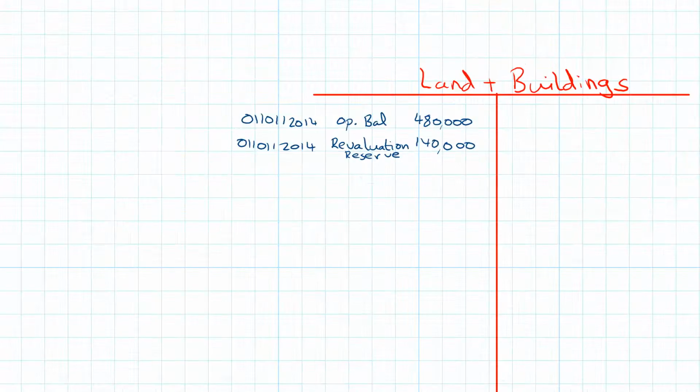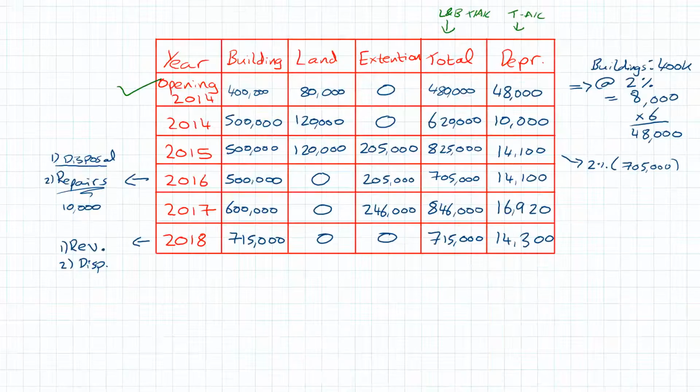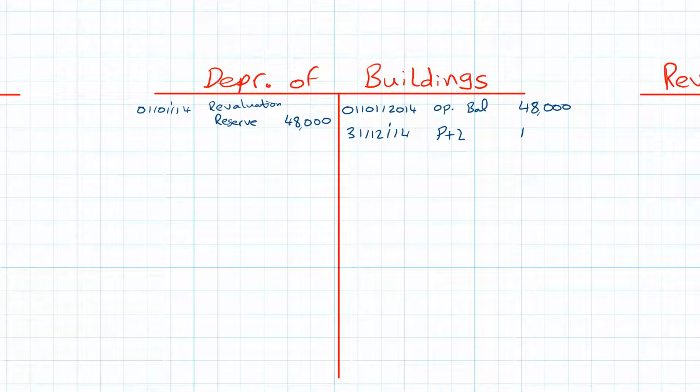So what happens at the very end of the year? Well, I'm going to have to charge depreciation on the buildings. So on the 31st of the 12th, 2014, which account does it go to? It goes to our P&L account as an expense, and it is 10,000. Perfect. Now we can balance it.